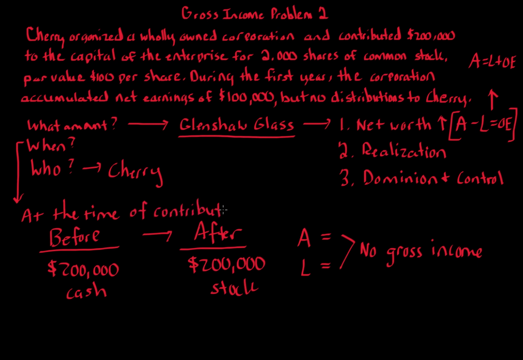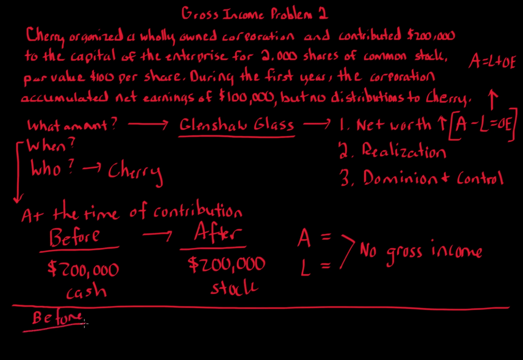So another date that we need to look at here, another time to consider, is what about during the first year, the corporation accumulated net earnings of $100,000. All right. So once we do the contribution, at the beginning of the year, Cherry has stock worth $200,000, right? That's where we saw that. That comes over here. $200,000 value of the stock.